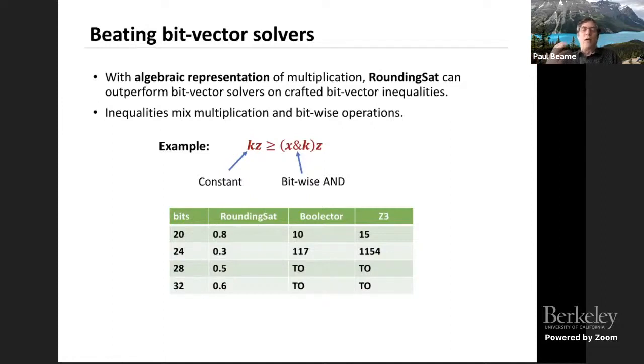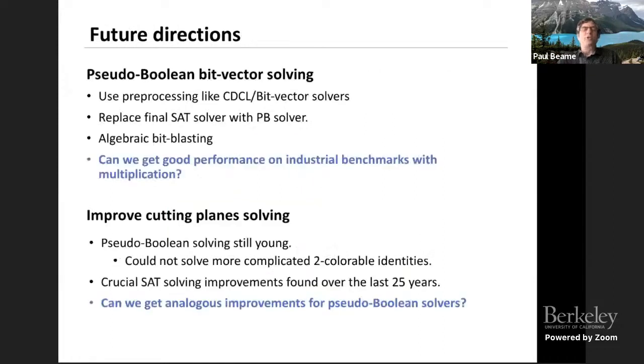So we think that this approach of combining these two sorts of solving is really going to be important going forward. Future directions. We can do better. There's much more to be done in terms of integrating these types of things, using pre-processing to make things great for pseudo-Boolean solvers, doing this algebraic bit blasting, and can we get good performance on industrial benchmarks that involve multiplication? So that's an application question.